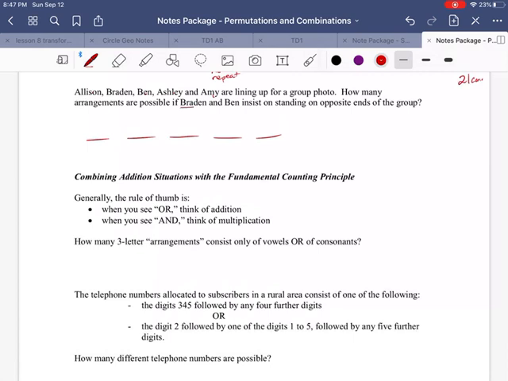So Braden and Ben are not best buds. So they have to be on opposite ends of the group. So this could be Braden or Ben. So there's two options. Now, if Braden's on the one side, Ben's got to be on the other side. So there's only one option for the end. And then we've got Allison, Ashley, and Amy. Doesn't matter where they stand. So there's going to be 3 ways to pick one of them for that spot, 2 and then 1. So if you multiply that out, there's 12 ways to arrange that photo.